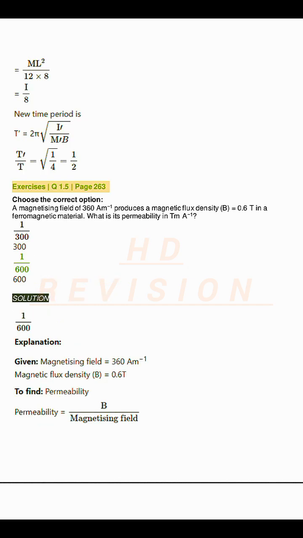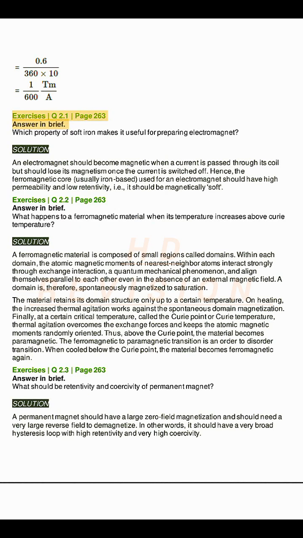Exercises Q1.5, page 263. Choose the correct option. A magnetizing field of 360 A m^-1 produces a magnetic flux density B equals 0.6 T in a ferromagnetic material. What is its permeability in T m A^-1? Solution.